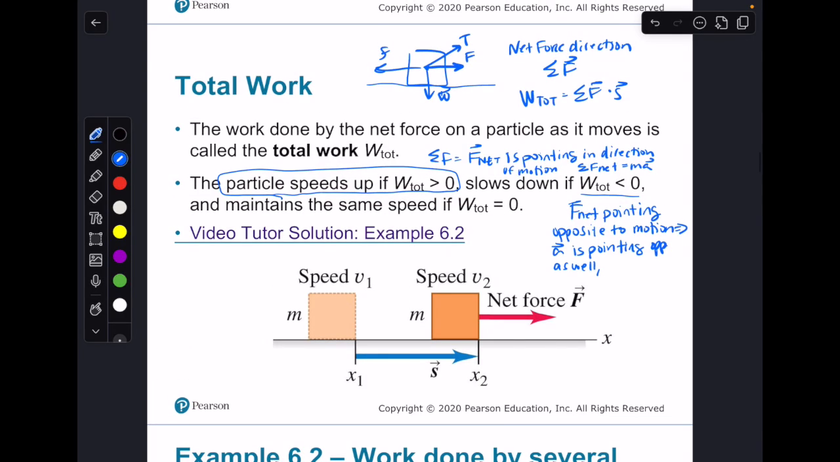So the main idea here, before I move on to the next slide, is that the sign of the work tells you the direction of the sum of all forces on that object. It tells you if the direction is toward the direction of motion or 180 degrees from the direction of motion. And that also tells you the acceleration direction. Okay? And then you can relate that back to the speed.